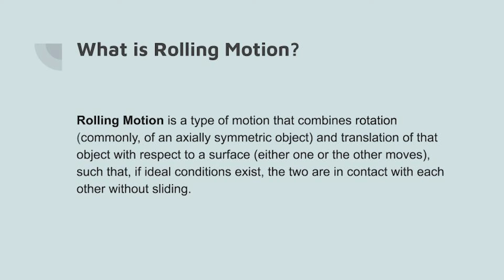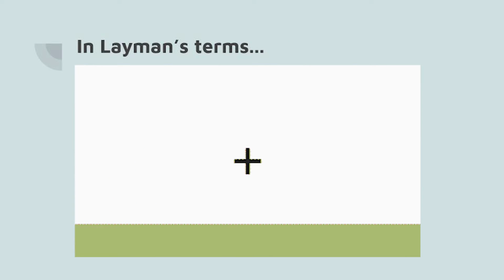Rolling motion. Rolling motion is a type of motion that combines rotation and translation of an object with respect to a surface, such that if ideal conditions exist, the two are in contact with each other without sliding. In layman's terms, a rotation motion plus a translation motion equals a rolling motion.